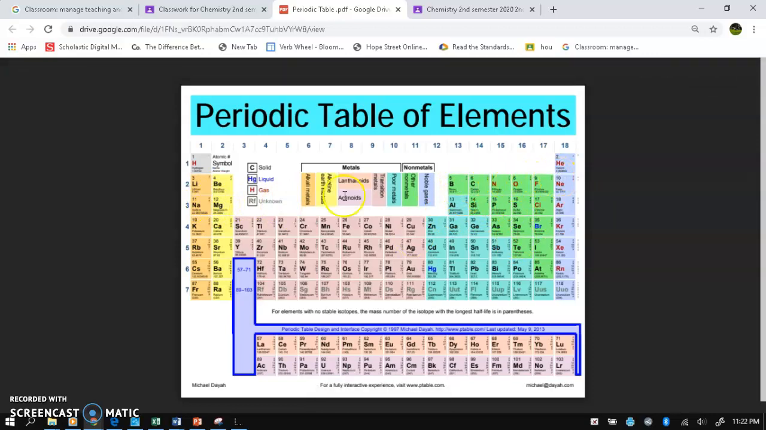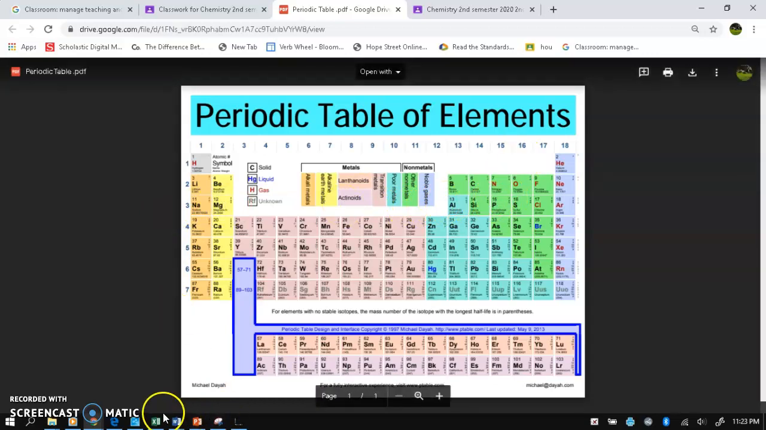Again, I'm not concerned about these guys because the energy level's filled. I'm concerned about the valence electrons, and we have the S and we have the P's. So 2, 3, 4, 5. 5 valence electrons.